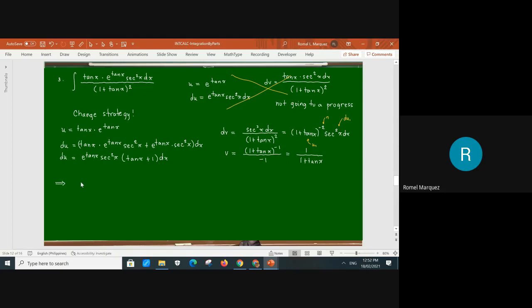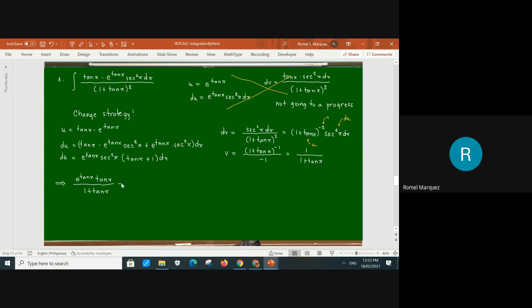We get uv. Where is the v? So we have tangent x times e to the tangent x over 1 plus tangent x. Oh, I'm just multiplying pa lang. 1 plus tangent x is the denominator. I'm getting dizzy looking at the screen. My screen is so small.